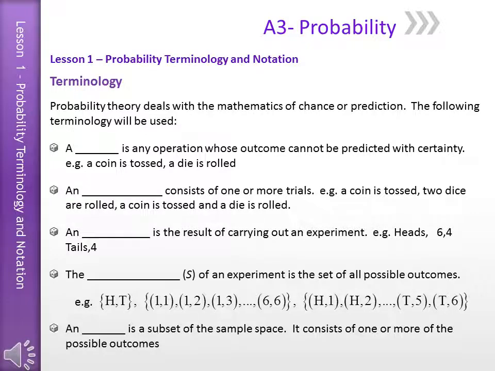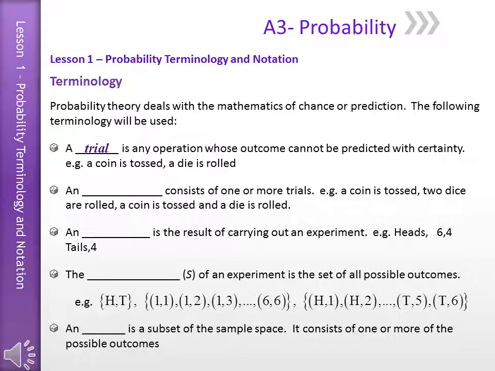Lesson 1. Probability terminology and notation. Probability theory deals with the mathematics of chance or prediction. The following terminology will be used. A trial is any operation whose outcome cannot be predicted with certainty.